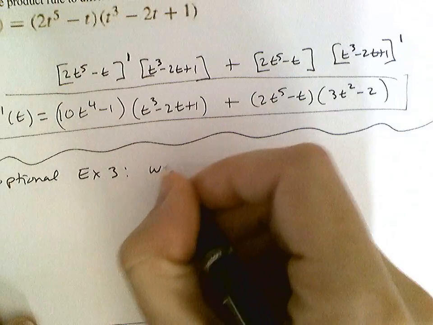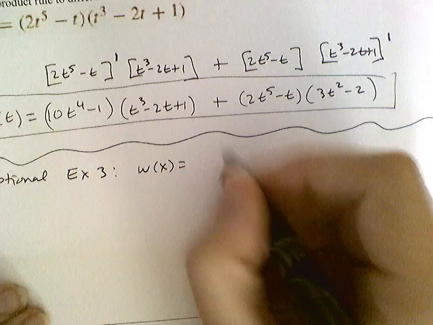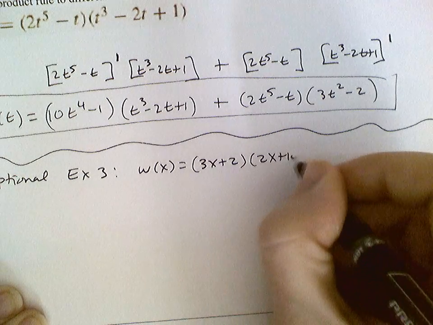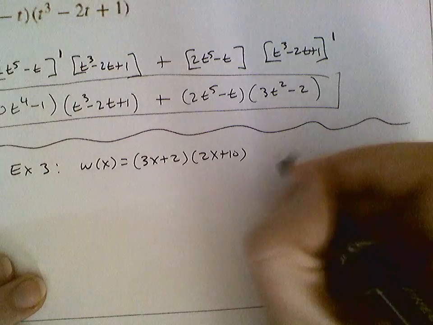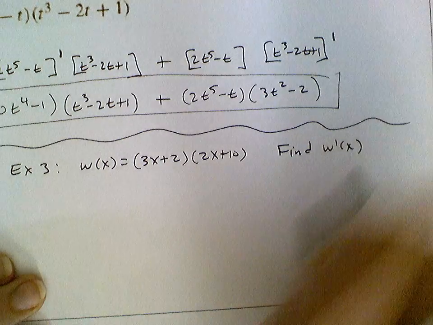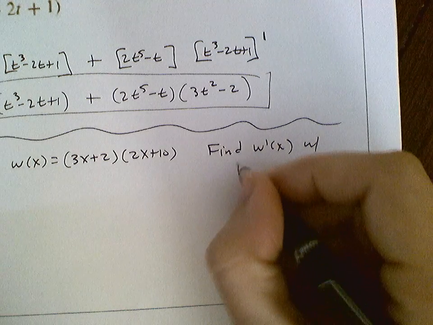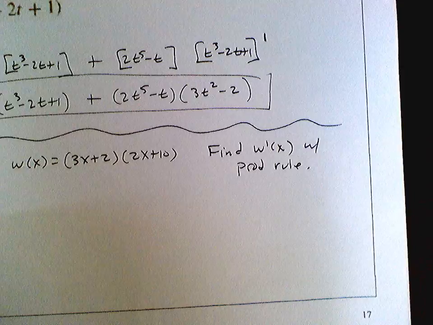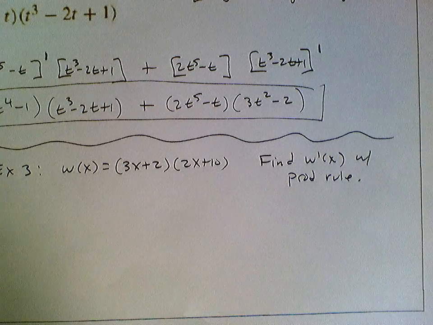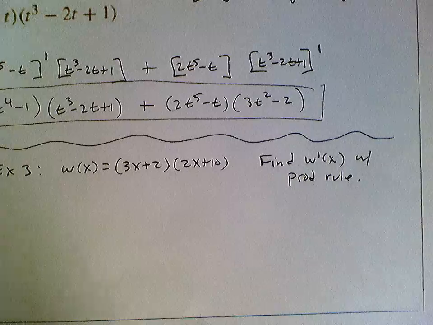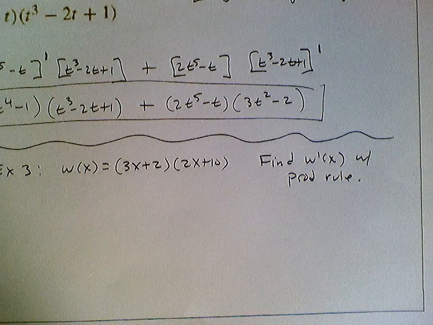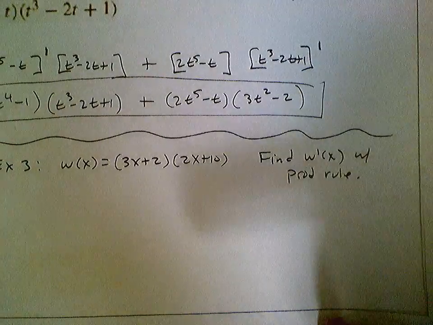I'm going to take w of x, which is 3x plus 2 times 2x plus 10. All right, and then we're going to find w prime of x with the product rule. All right. And guys, this w of x is the same one from the very first example. We found the derivative already of it by distributing and then using the power rule. Now we're going to find its derivative using the product rule.